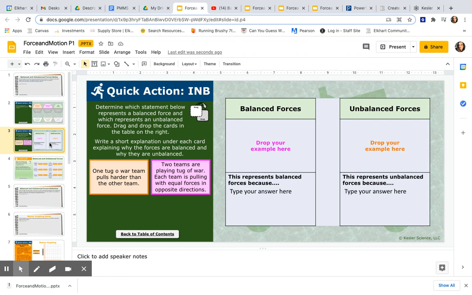Determine which statement below represents balanced force and which represents unbalanced force. Drag and drop the cards to the table on the right. Write a short explanation under each card explaining why forces are balanced and why they are unbalanced. So, one tug-of-war team pulls harder than the other. Would that be balanced or unbalanced? Two teams play tug-of-war. Each team is pulling with equal forces in opposite directions. Is that balanced or unbalanced? Then tell me why this represents balanced forces, because why? And why would this represent an unbalanced force, because why?